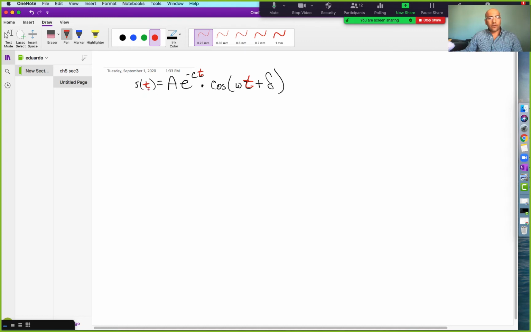At any rate, so here's the independent variable, right? In red, I highlighted it. That means everything else, this omega, this gamma maybe, this C, this A, these are all constants. Good? Okay, so now we got to find derivatives.